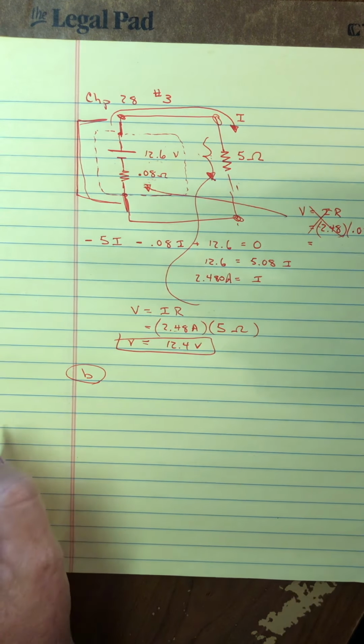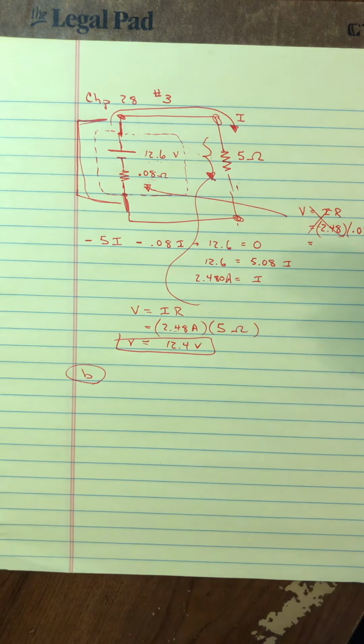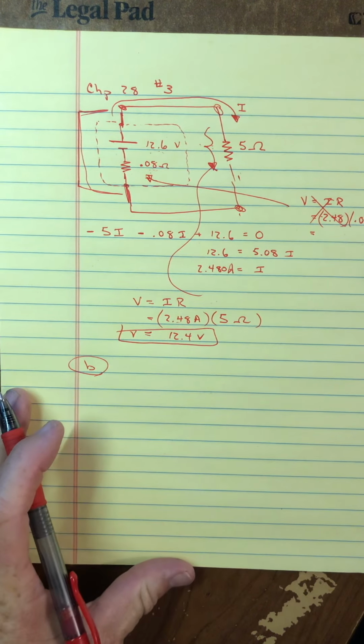Now, it looks like the harder part of this is B here. It says, what about when you're trying to do a starter motor that requires an additional 35 amps?